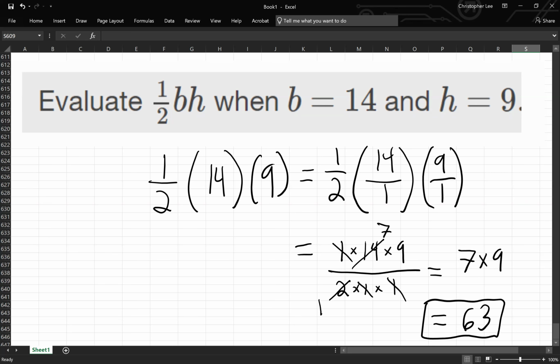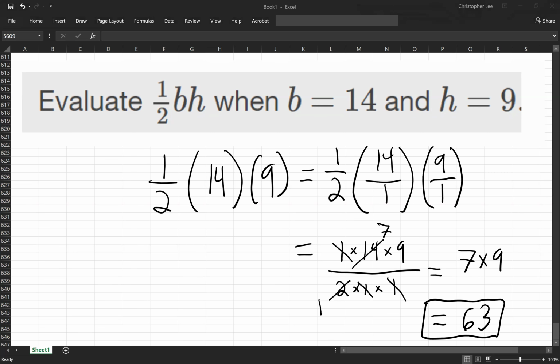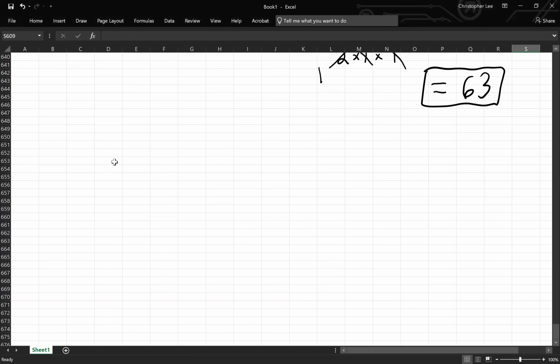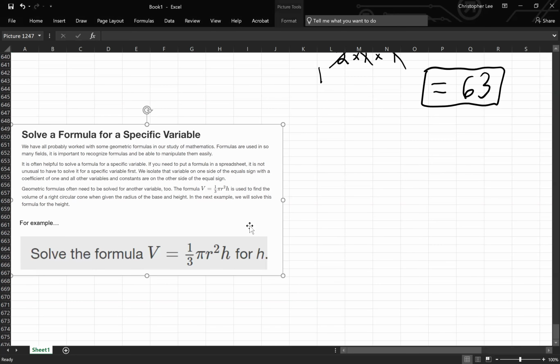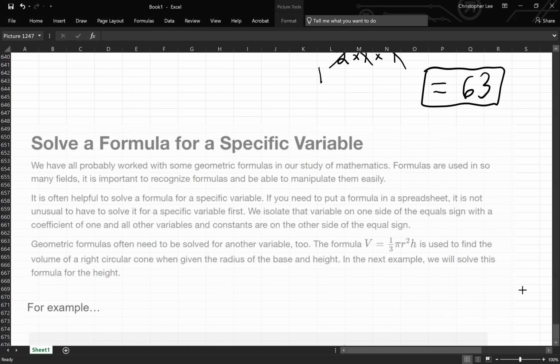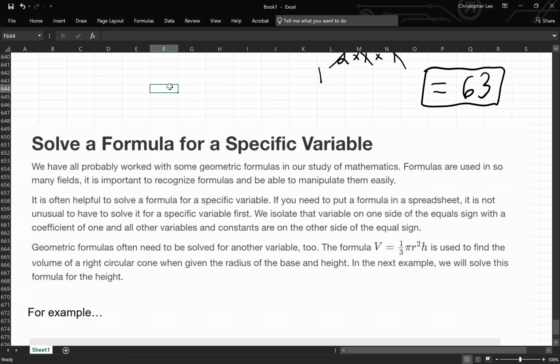All right. New topic. This is an important topic right here. So we're gonna solve a formula for a specific variable. We have all probably worked with some geometric formulas in our study of mathematics. Formulas are used in so many fields. It is important to recognize formulas and be able to manipulate them easily.